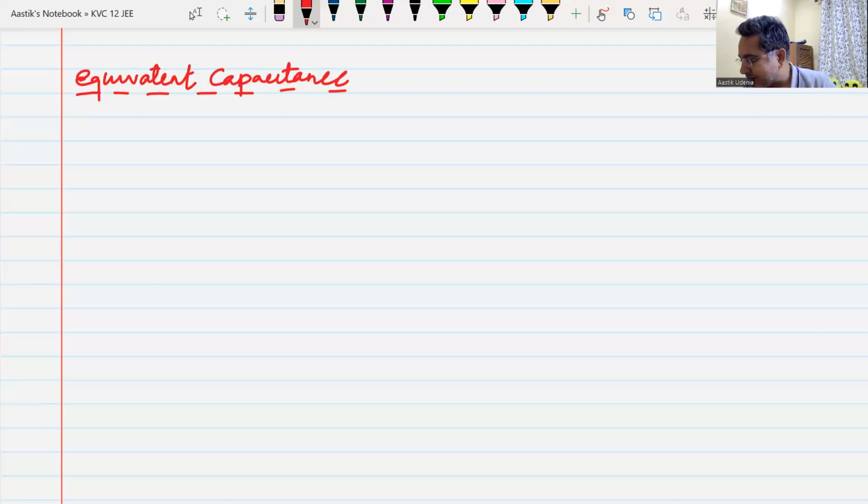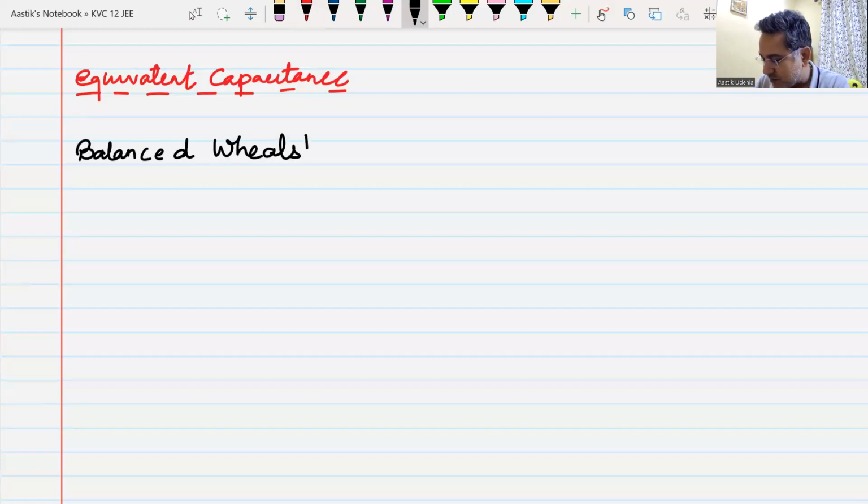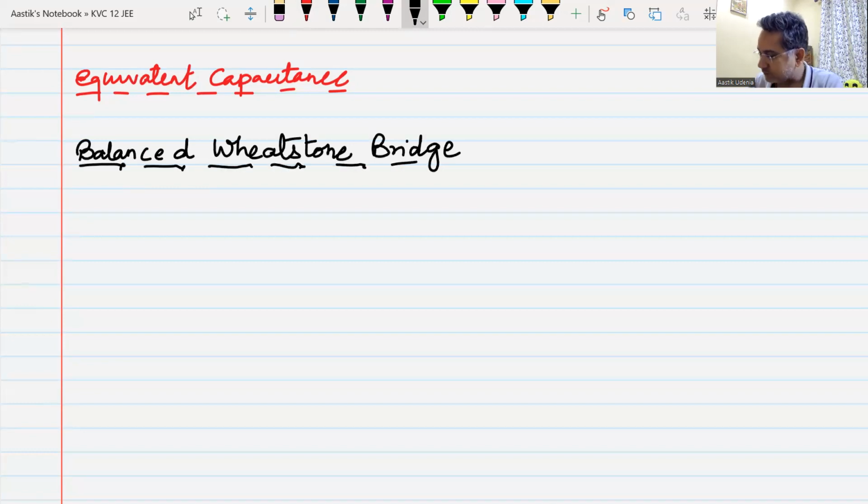Now, before going on to this concept of equivalent capacitance, there is something that would come here, and we would first discuss it as well. The thing that is going to come many times would be something known as the balanced Wheatstone bridge. Heard about this name? Have you heard about this term, balanced Wheatstone bridge?